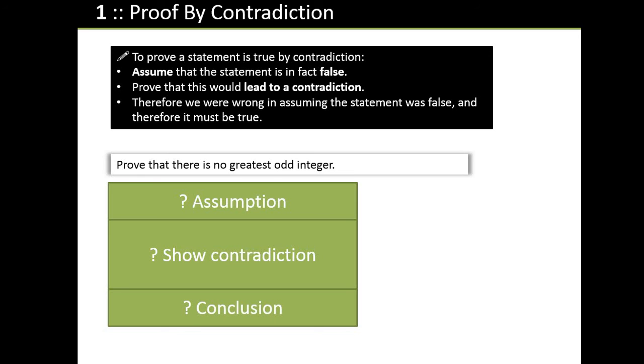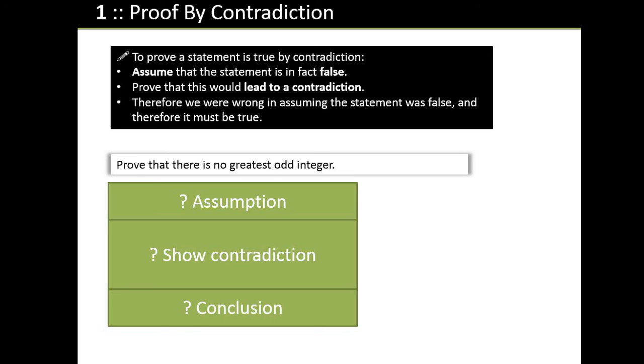So let's have a look at a few examples. The examples we're looking at are very famous examples, and I would probably learn them off by heart, because you may well get one identical to this or very similar to some of these.